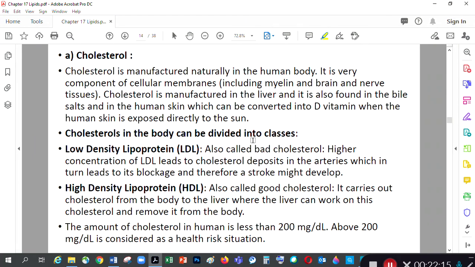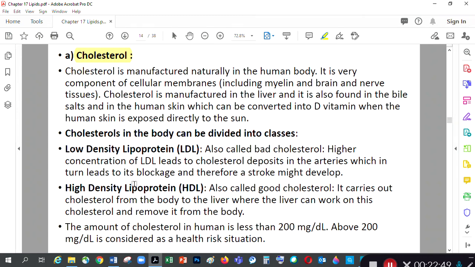It is a very important compound in the cellular membrane, including in myelin, brain and nerve tissues. Cholesterol is manufactured in the liver, and it's also found in the bile salt and in the human skin, where it can be converted into vitamin D when the skin is exposed directly to the sun. So this is just information about cholesterol, really manufactured in the body.